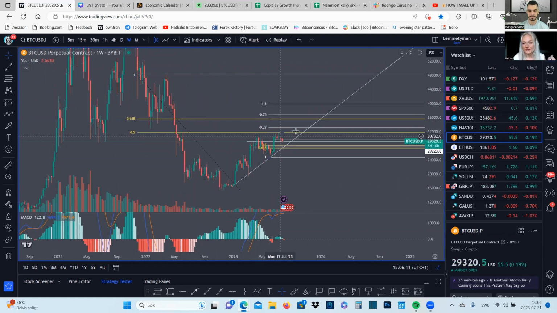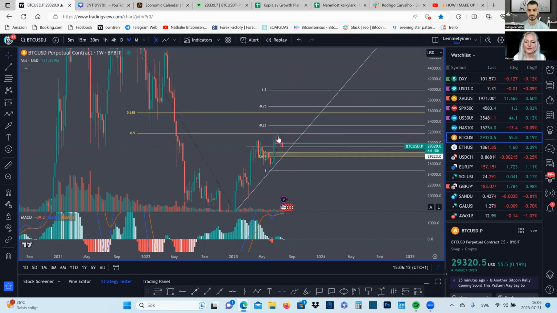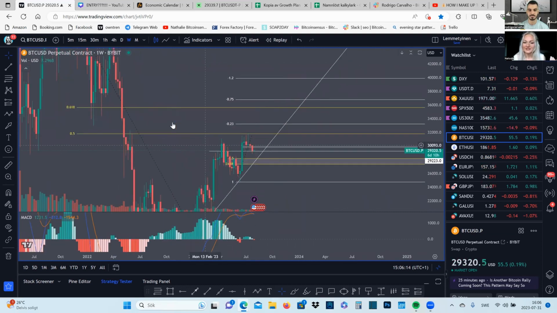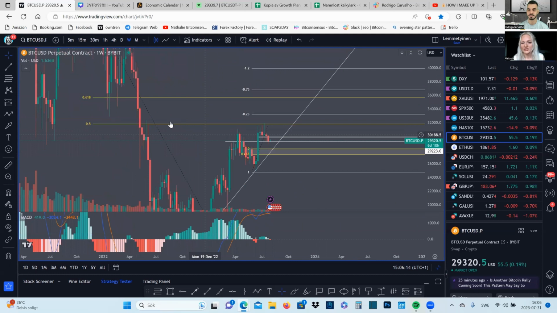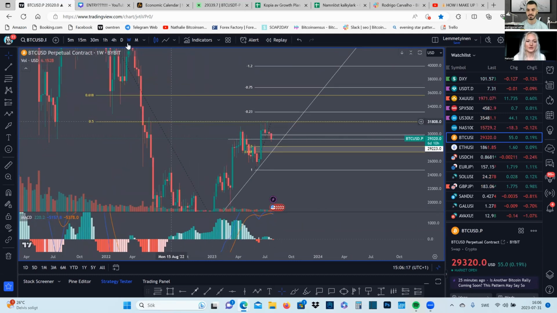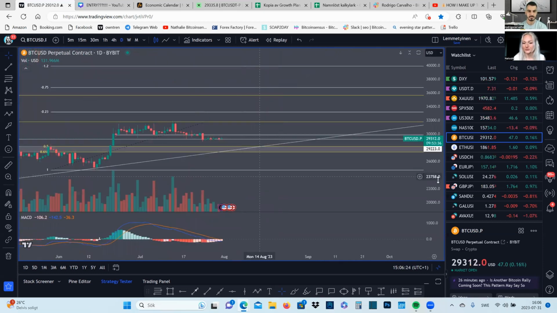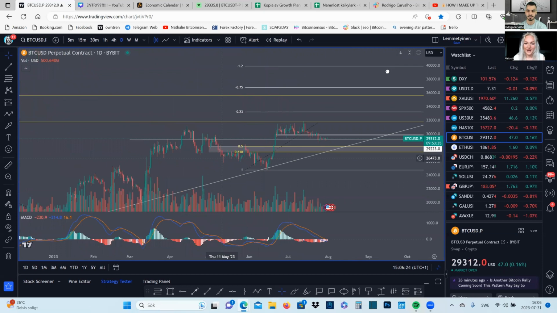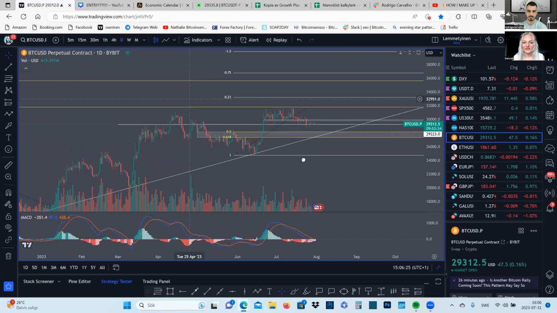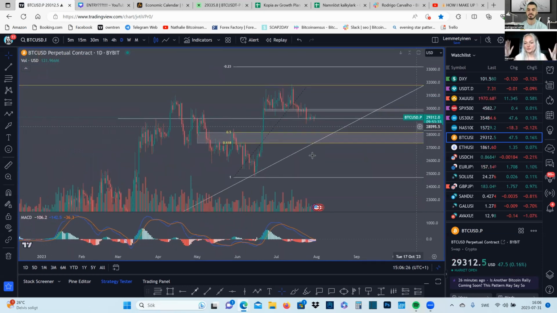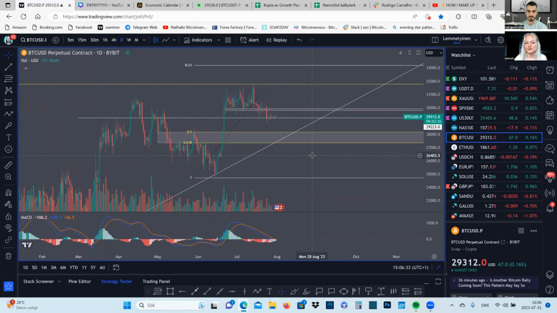We're just looking at the pullback right now that we have. If this will be the last test of the Fibonacci level, we don't know that yet, because when we are breaking it down to the lower time frames, we are still creating higher highs and higher lows. So we are in an uptrend on the daily and the weekly chart, but from the higher time frames perspective, we are still in a downtrend.